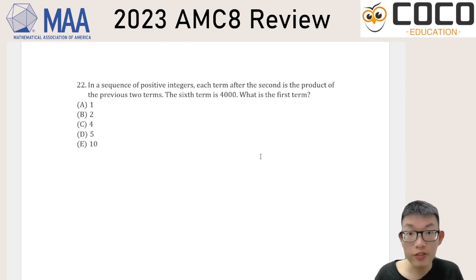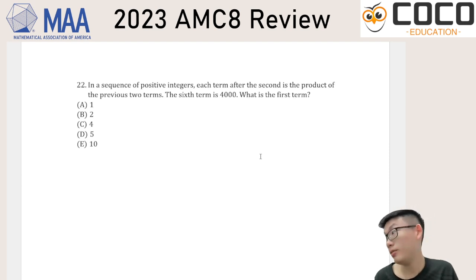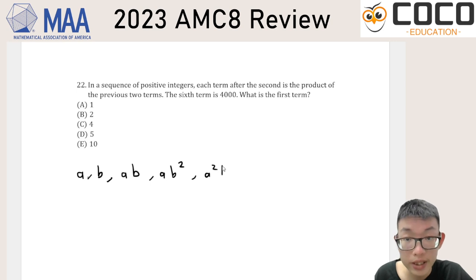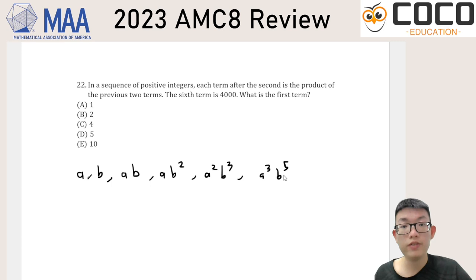But they are positive integers, so we can actually talk about things like factorization. But more on that later. I just want to know what this sequence looks like, and since I don't really know anything about the first 2 terms for now, I'll just call them A and B. And then I'll write down what the next few terms are. So A times B, B times AB would be AB squared. The next one would be A squared B cubed. And then the next term would be A cubed B to the power of 5.